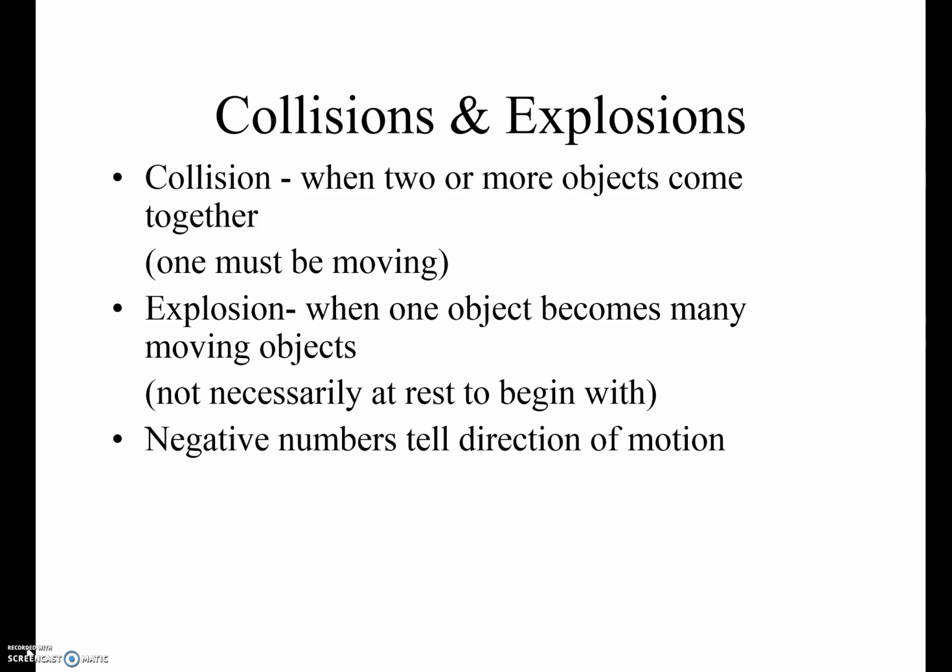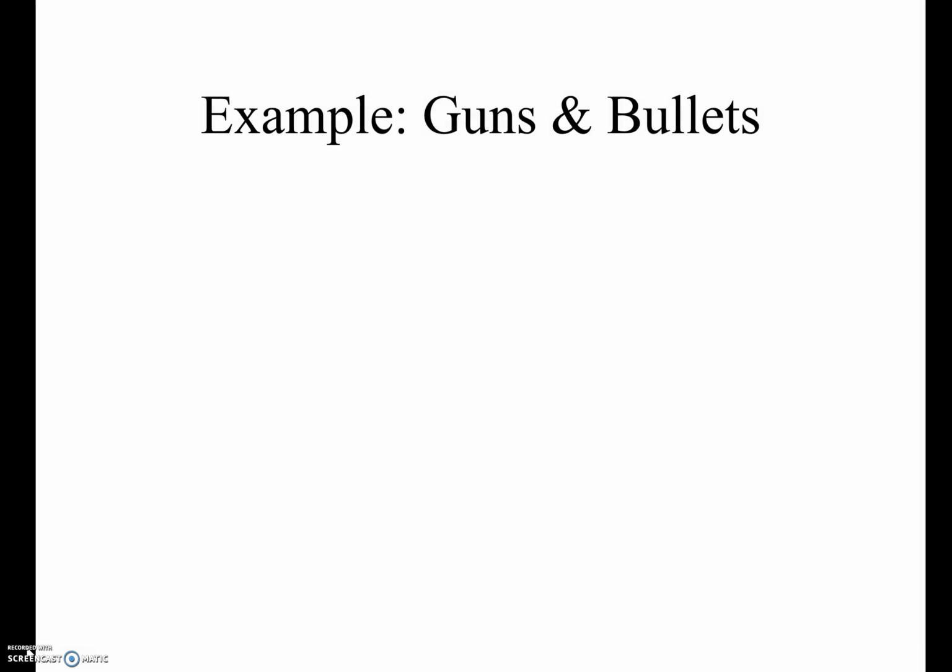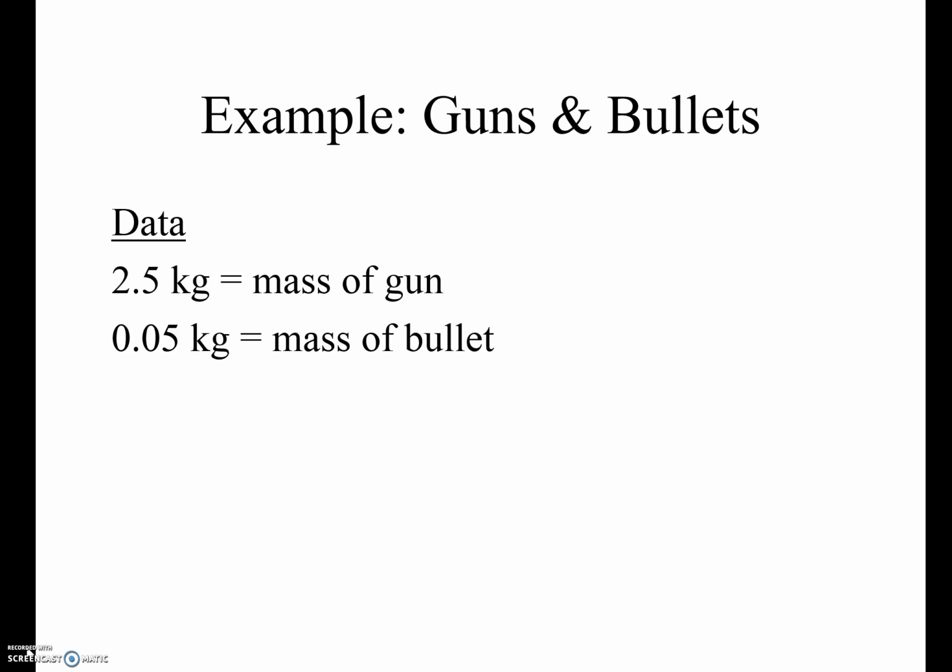Now, when we talk about motion, we need to have direction to go along with it. So negative numbers tell direction of the motion. So let's look at an example of guns and bullets. Let's write some data down first. Let's say that the mass of our gun is 2.5 kilograms, and the mass of our bullet is 0.05 kilograms. And the bullet, when it's shot out of the gun, has a velocity of 400 meters per second.